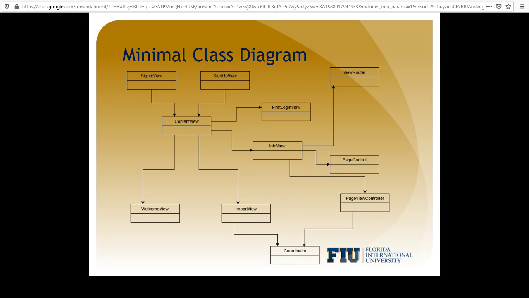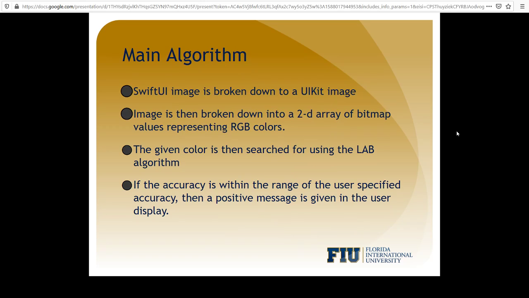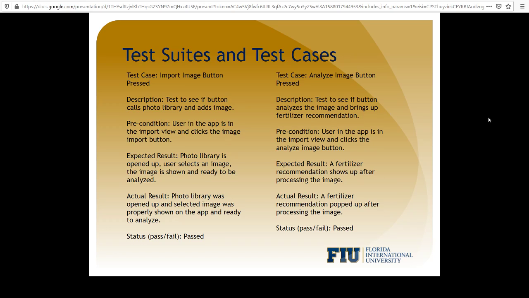This is our minimal class diagram, and the main algorithm is that image import. So it breaks down the image into red, green, and blue values, puts them into a 2D array bitmap of those values, and given the color, it's then used to just scan the green color so that we'd be able to tell their analysis.